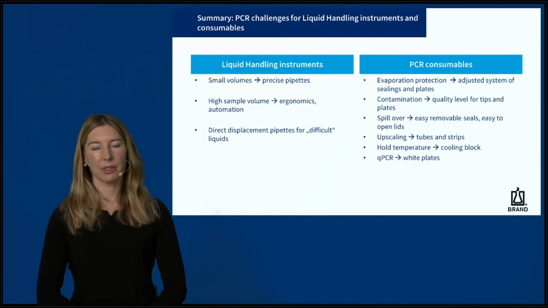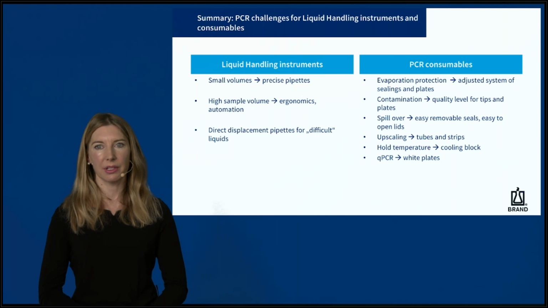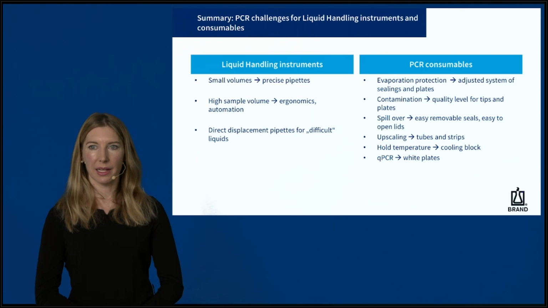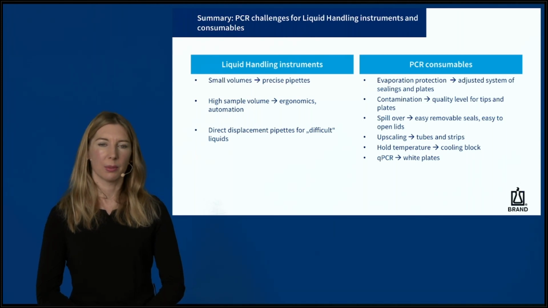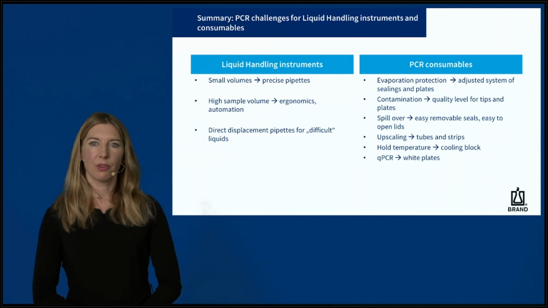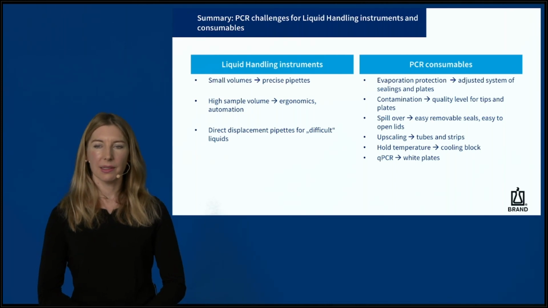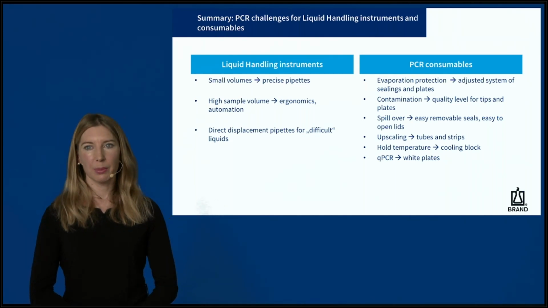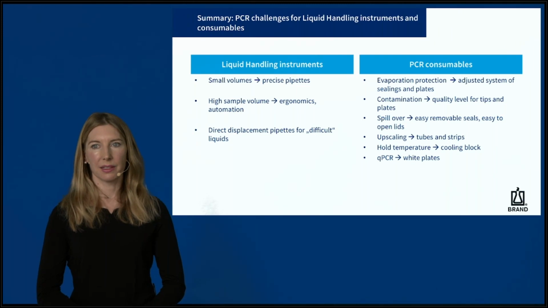By selecting the right materials and observing a few criteria, you can quickly achieve better results. With the help of easily removable seals and easy-to-open lids, spillover can be prevented. For upscaling, different formats are possible, like tubes, strips, or plates. In order to prevent a premature reaction, the PCR reaction mix should be prepared on ice. And as already mentioned before, we recommend white PCR consumables for better signal detection.